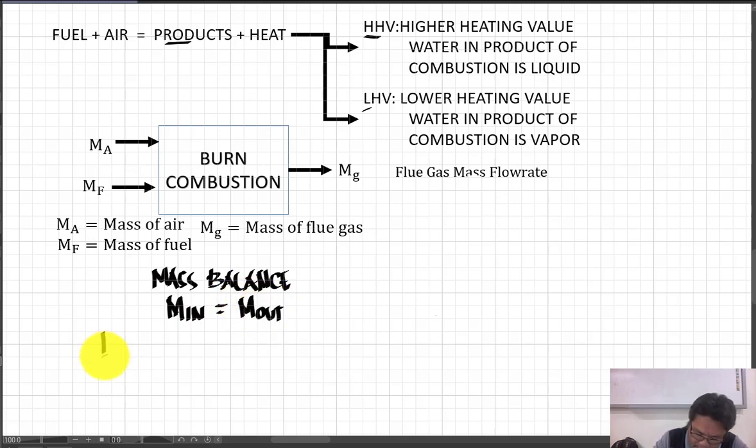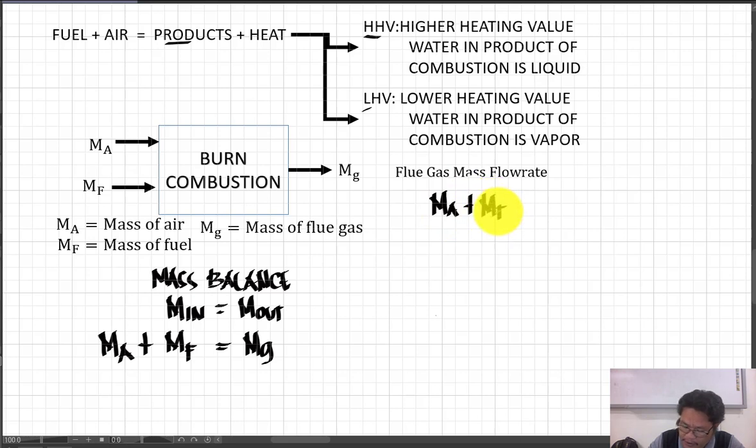Then we have your mass of air. So usually pumasok, we have your mass of air. Then we're going to add isa pang pumasok, which is your mass of fuel. Then this is equal to the mass of flue gas, which is the product of combustion natin. Then for our flue gas mass flow rate, we can compute that from your mass of air plus your mass of fuel, so that will be the mass of your flue gas, mg.